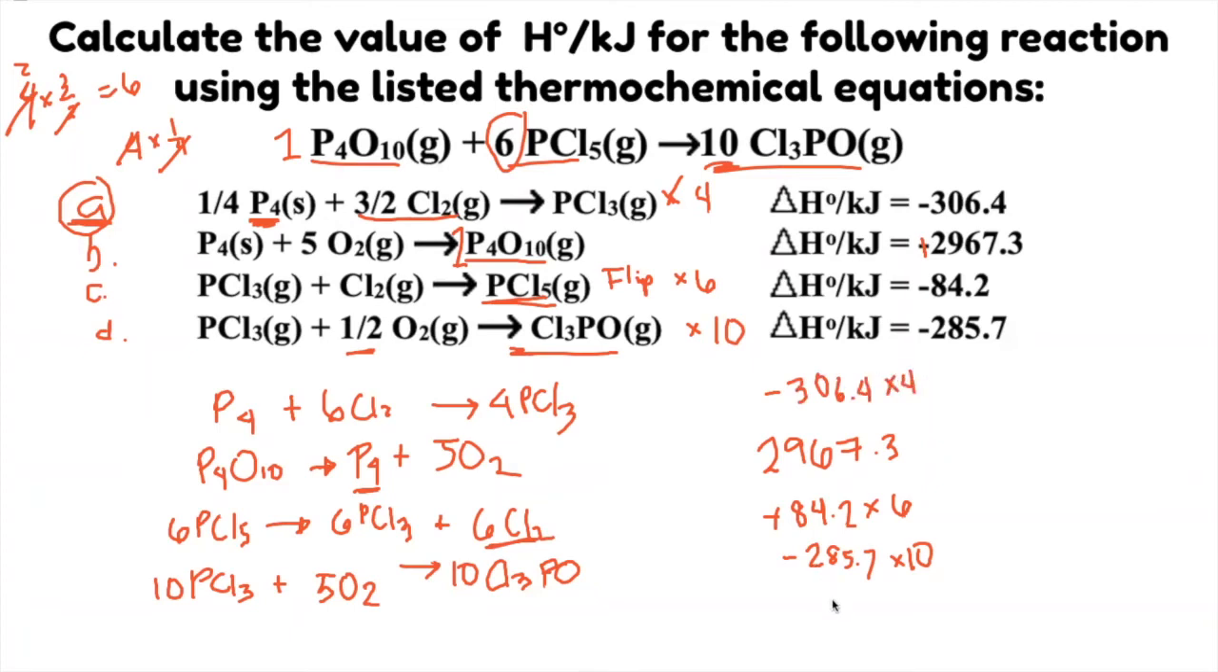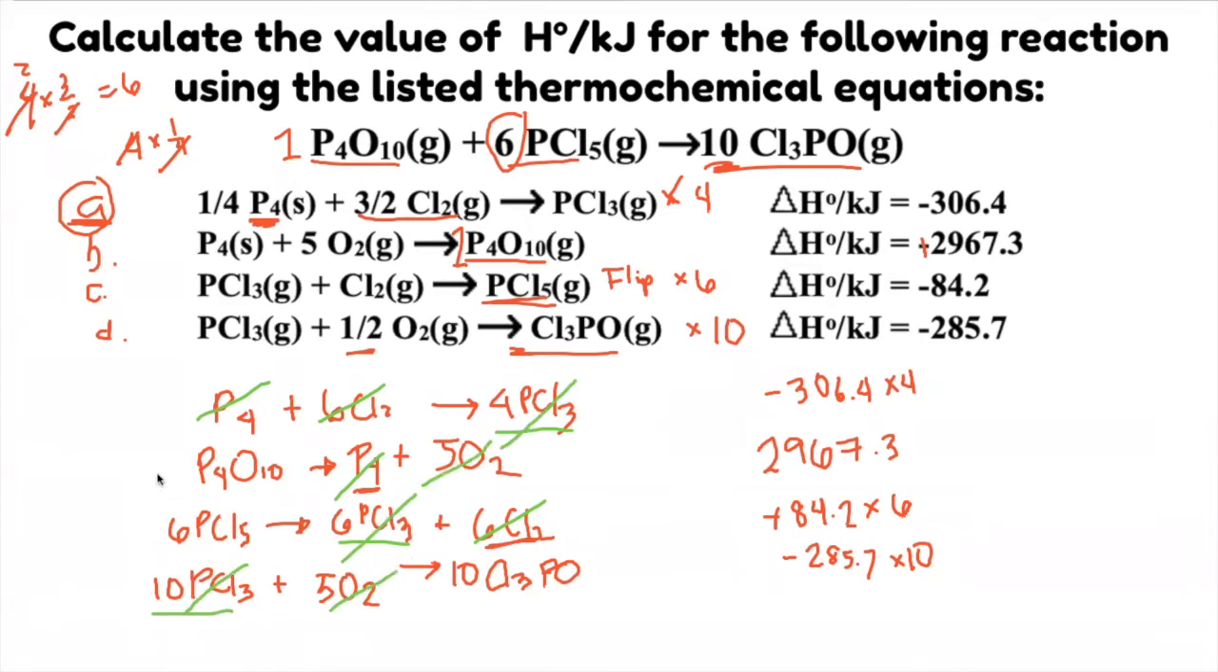Okay, now let's cancel things. So this P4 will get cancelled, Cl2 will get cancelled. What else? I can cancel PCl3. So on the product side, I have 4 PCl3 and 6 PCl3. So adding the two, I'll have 10 PCl3. And on the reactant side, I have 10 PCl3, so they can all cancel. Okay, I can also cancel oxygen, 5.